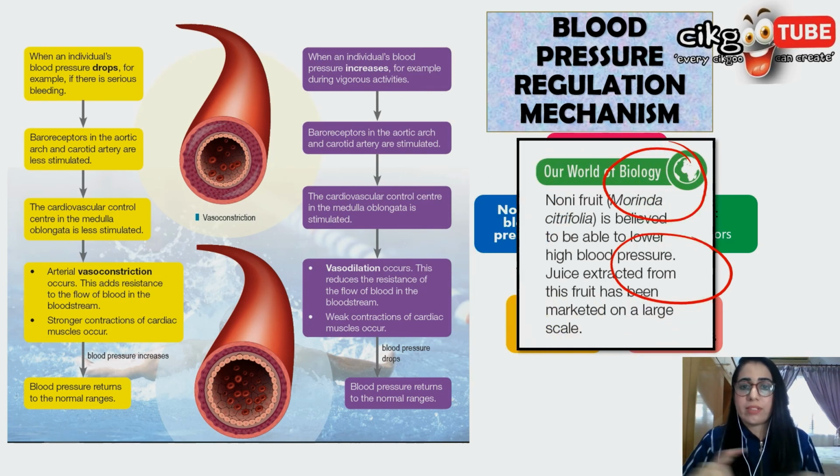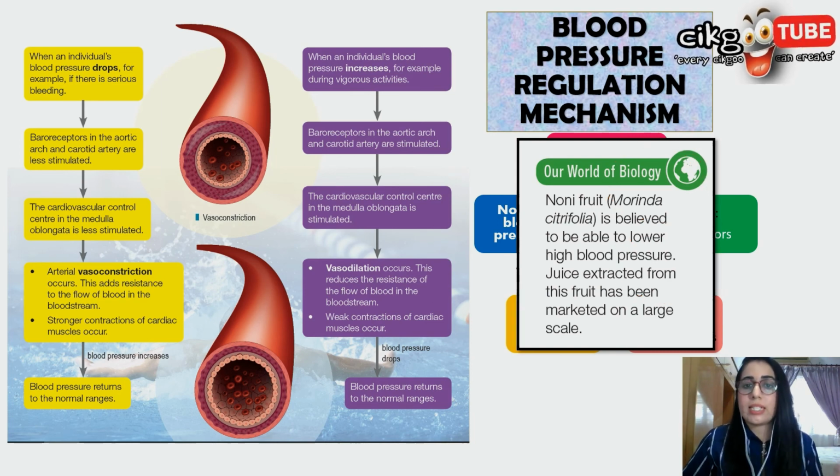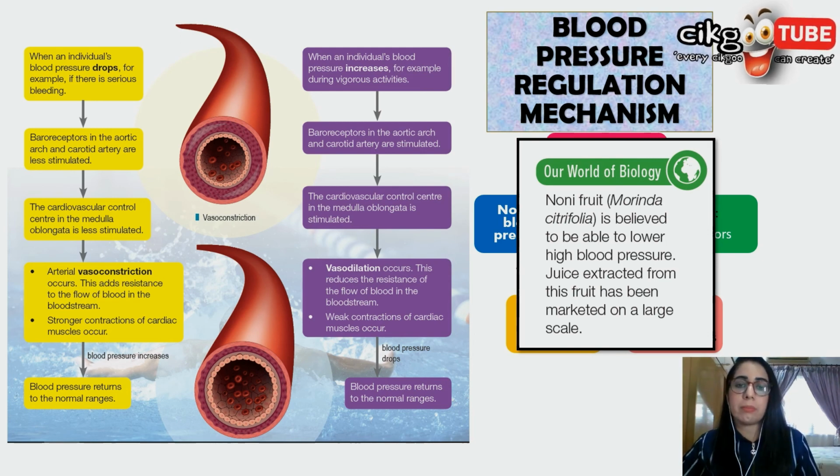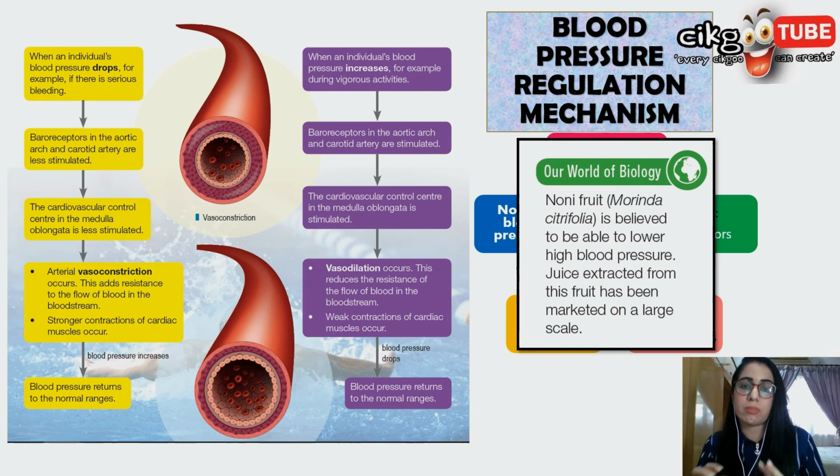We have this noni fruit, scientific name Morinda citrifolia, which is believed to be able to lower high blood pressure. The juice extracted from this fruit has been marketed on a large scale.